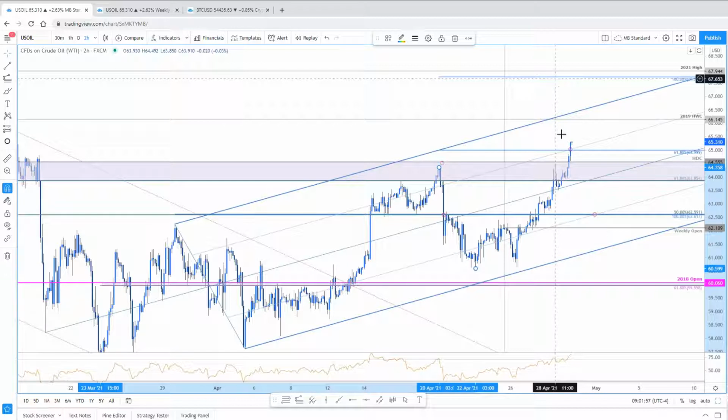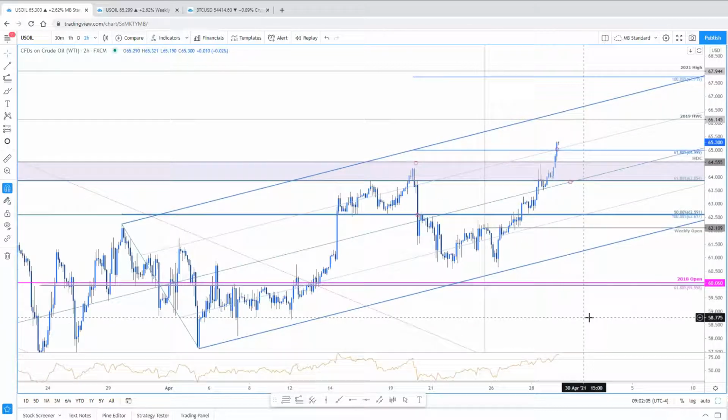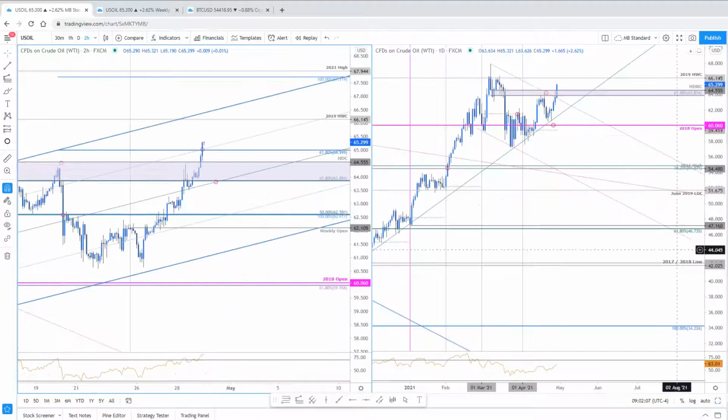Near-term support now, 63.85. Bullish inval? That's a good question. Yeah, you definitely want to raise that for sure. I'm still going to like 62.60.